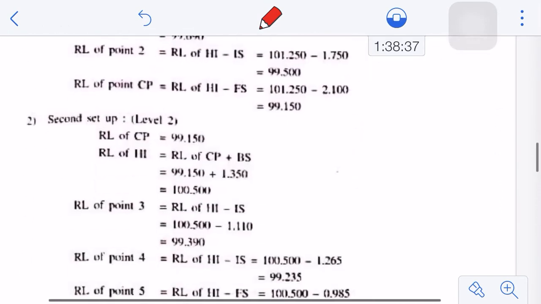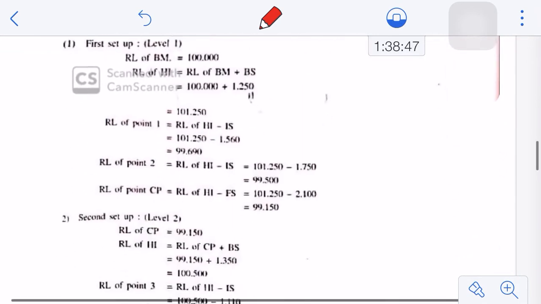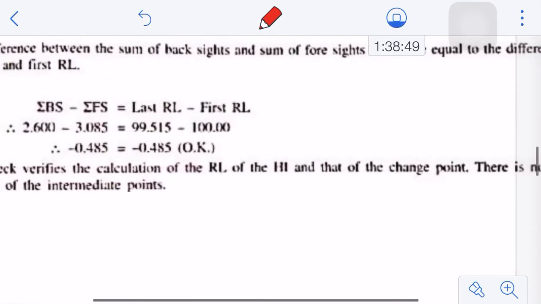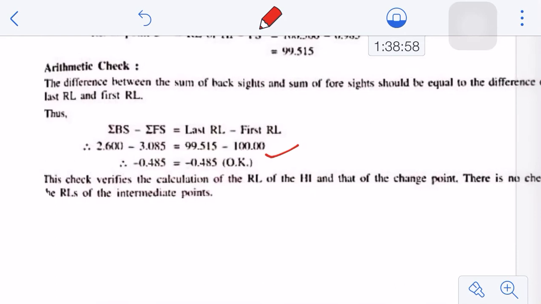So last RL and first RL is also there. Last RL is your 99.515 here, this one, and your first RL is nothing but your benchmark reading, that is your 100. So when you put the values here, you see it is minus 0.485 and minus 0.485, that means your observations were okay, they were correct and they are verified, right?